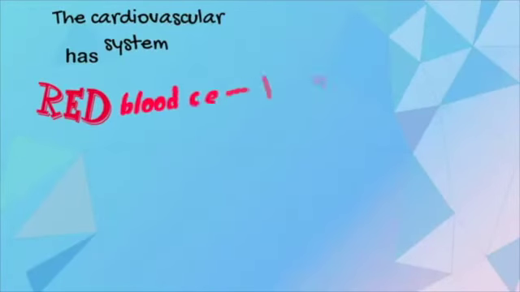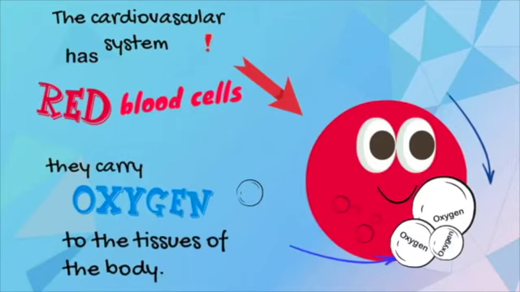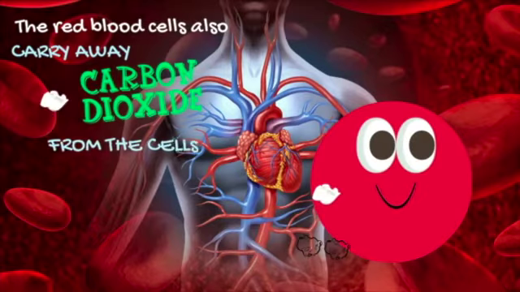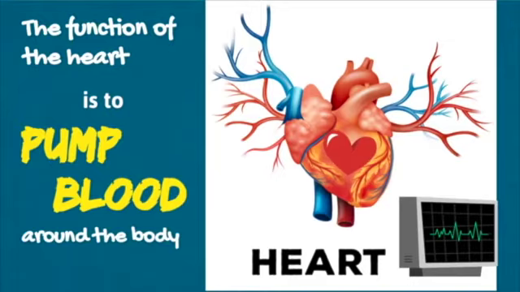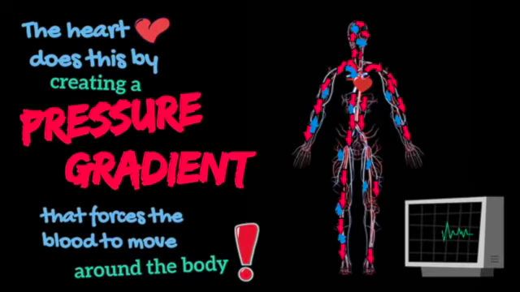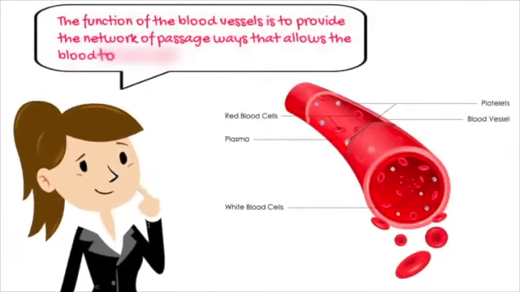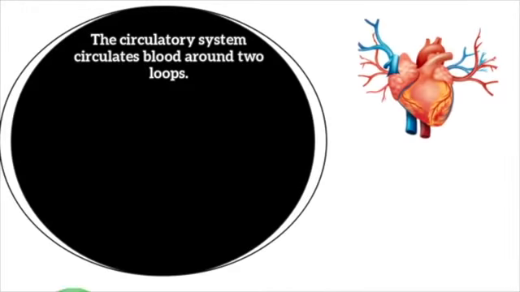The cardiovascular system has red blood cells. Red blood cells carry oxygen to the tissues of the body. The red blood cells also carry away carbon dioxide from the cells. The function of the heart is to pump blood around the body. The heart does this by creating a pressure gradient that forces the blood to move through the blood vessels. The function of the blood vessels is to provide the network of passageways that allows the blood to travel throughout the body.